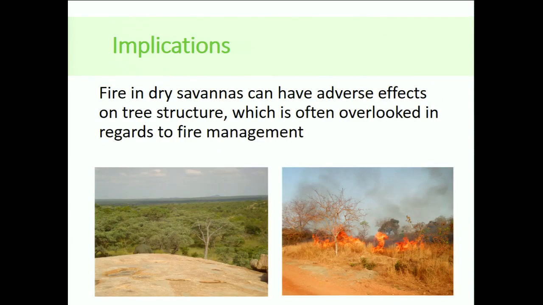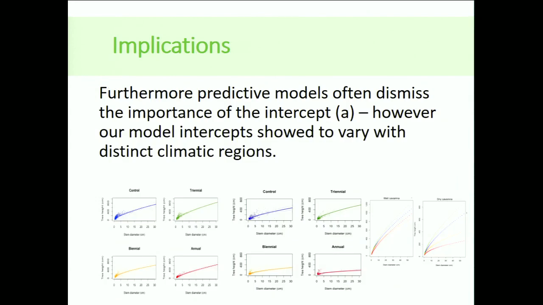So fire in dry savannas can have adverse effects on tree structure. Often when we look at fire management, fire tends to have little effect on dry savannas in terms of tree population and tree density, because the overriding factor is rainfall. But here we see that things like allometric scaling, which affects biomass, will be lowered. And this is often overlooked. Furthermore, in a lot of allometric equations, the intercept is often ignored, but here we saw a distinct climate difference.